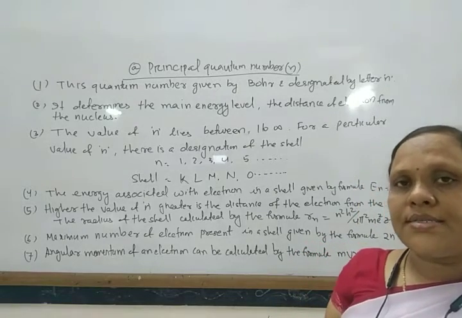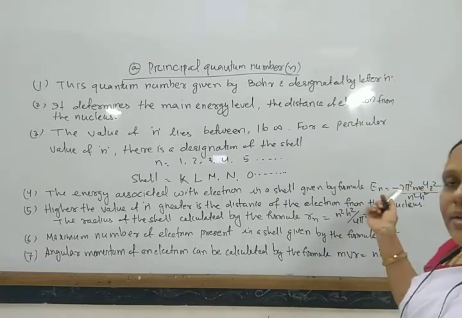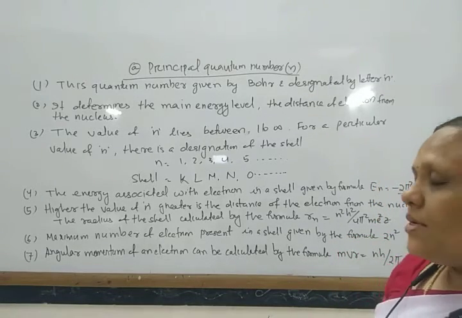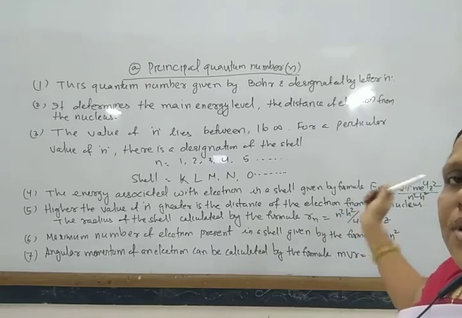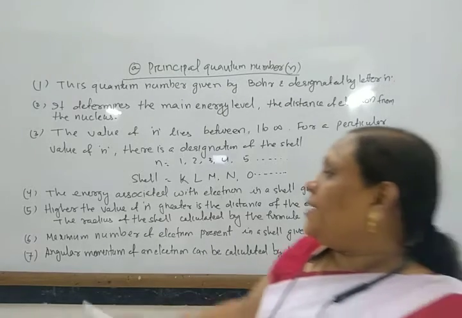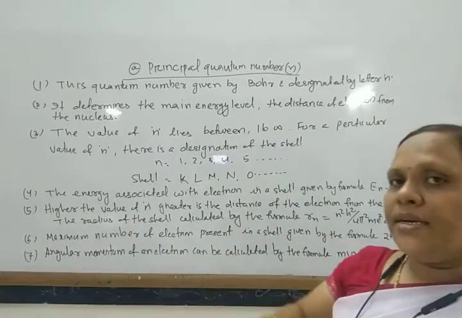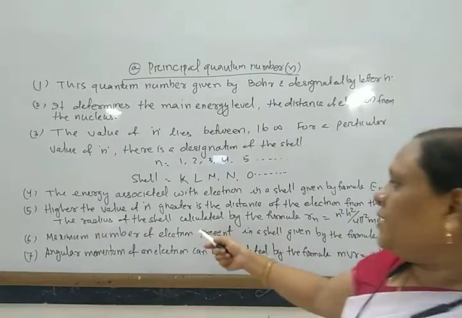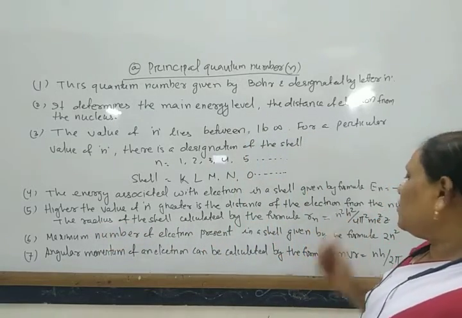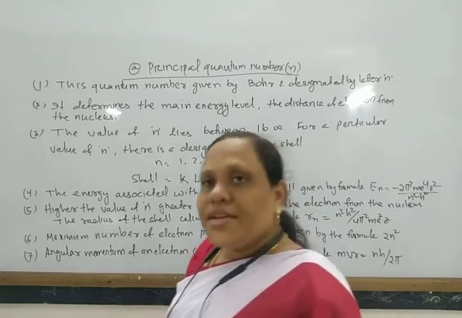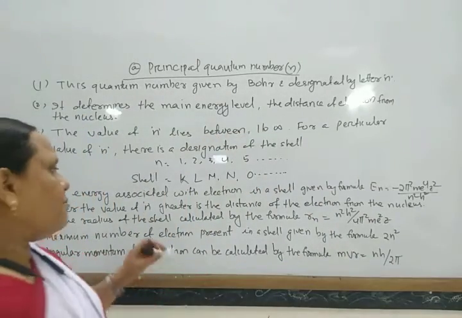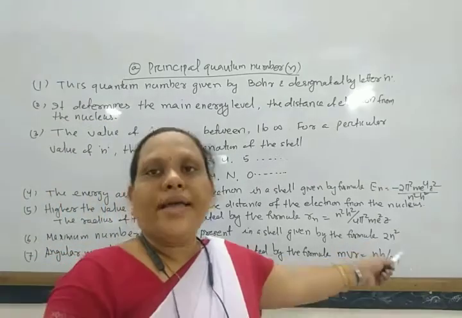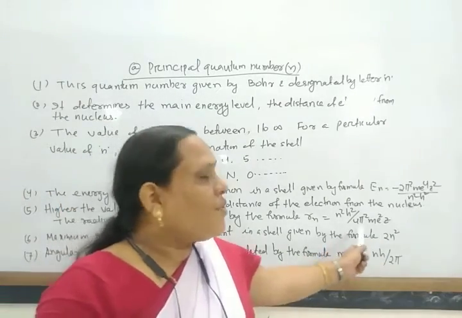Next, the energy of an electron in a cell is given by the formula En equal to minus 2 pi square m e to the power 4 z square by n square h square. Okay, and higher the value of n, more is its energy. The higher the value of n, greater is the distance of the electron from the nucleus, and the radius of the nth orbit can be known by the formula Rn equal to n square h square by 4 pi square m e square z.